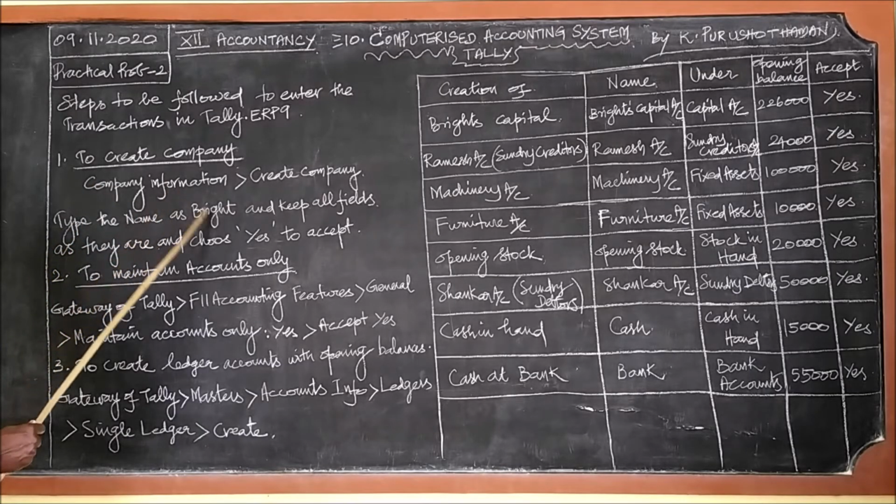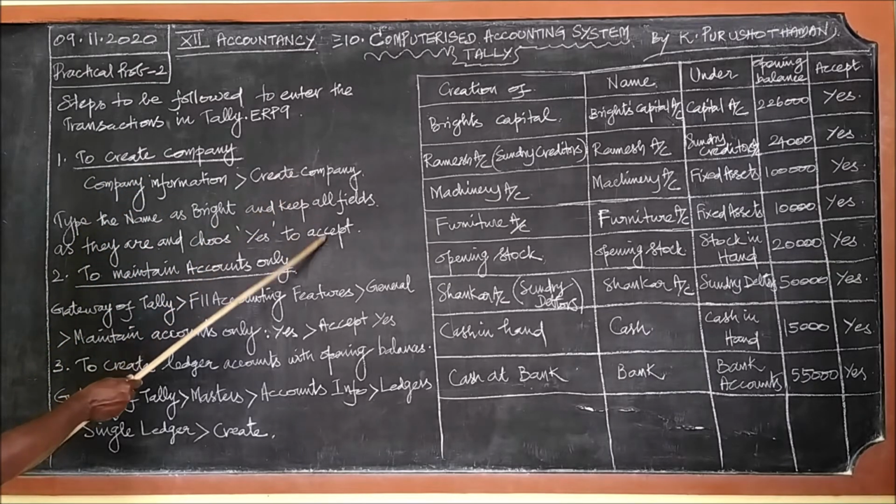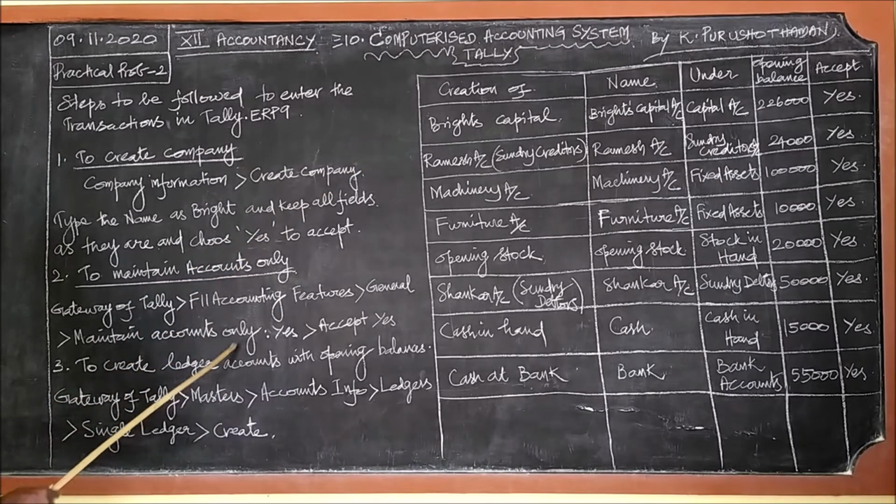Whatever the name is, you should type the name of the company. Then you should open all the fields and keep them ready. This process is over in the first step, so you accept it by giving the command yes. Then go to the second step. What is the second step? We should maintain the account. For that, what is the procedure?